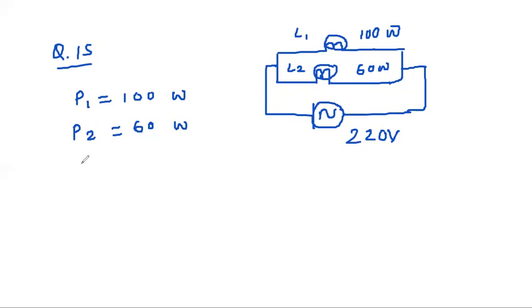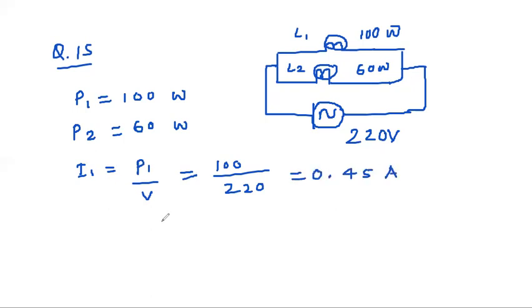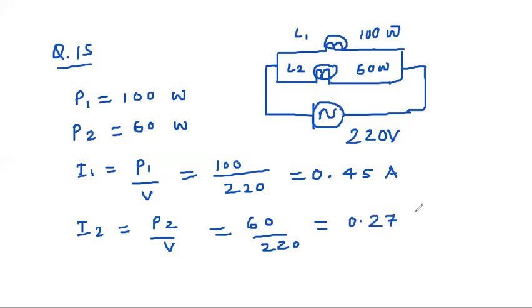So we find current I1 which is equal to P1 upon V. So P1 is 100 divided by V, voltage is 220, which is 0.45 ampere. Then we find I2, which is P2 upon V, and P2 is 60 divided by 220, which gives 0.27 ampere.